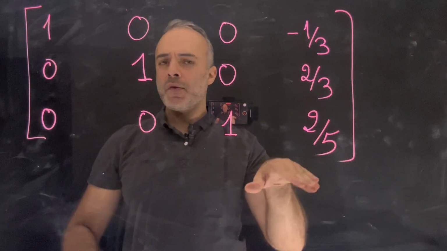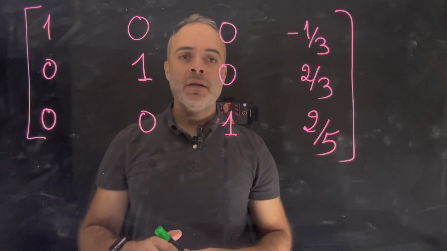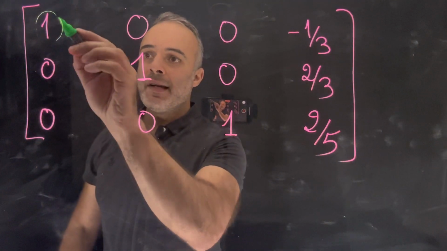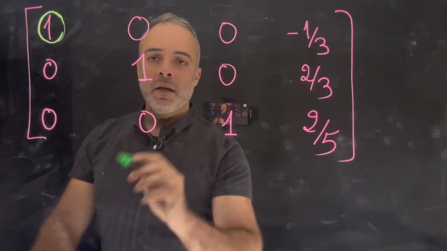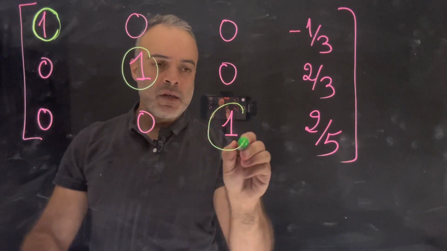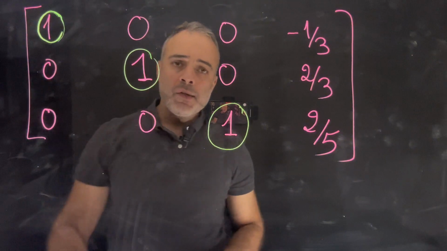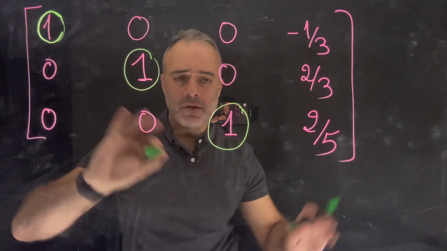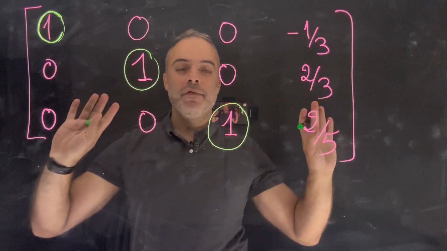Yes. No zero rows, so we ignore condition 1. And we have these stairs, right? Let's circle the leading entries. That's the first leading entry, that's the second leading entry in the second row, and that's the leading entry in the third row. So as you go down, yes, we are moving from left to right. So it is in the REF.